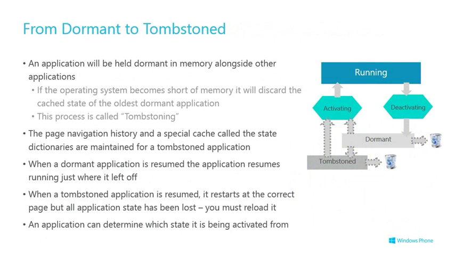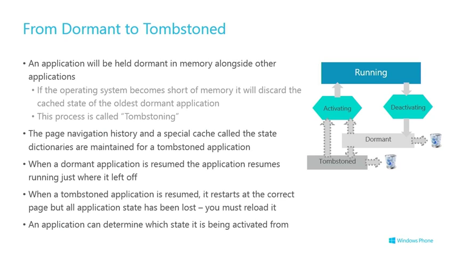Now, this dormant, tombstone, what is all that about? So I've said that we take this memory snapshot, and it sits there in the dormant area in this cache, and if the user chooses to relaunch your application, either by navigating back to it or by choosing it from the fast application switching launcher, then it'll just be loaded into memory, and away we go. But the cache is not unbounded. There is space in there for a number of applications.